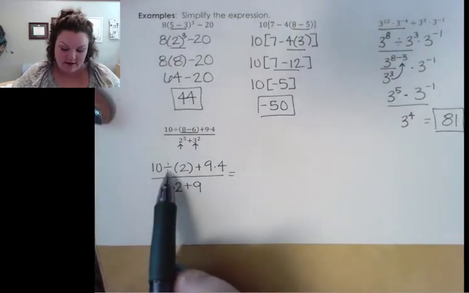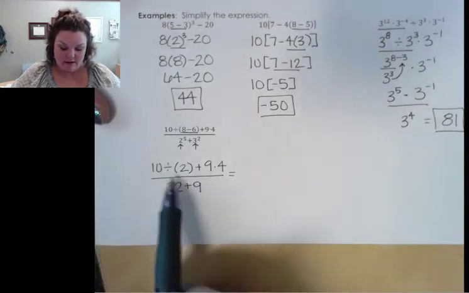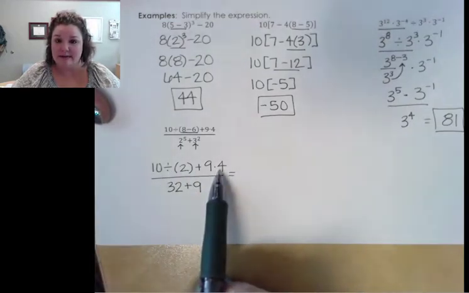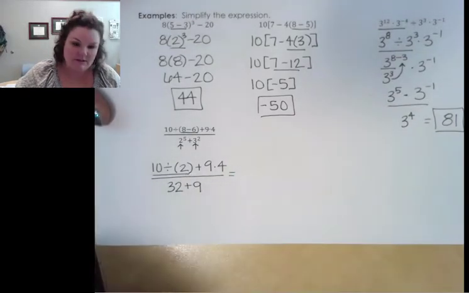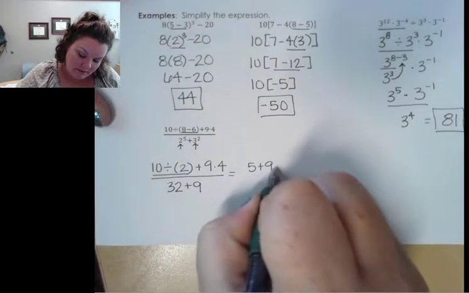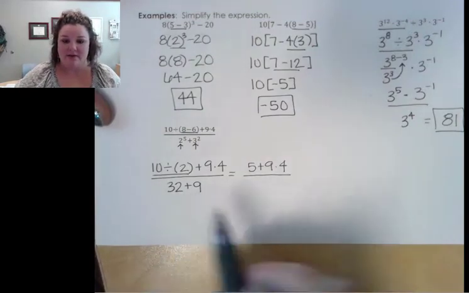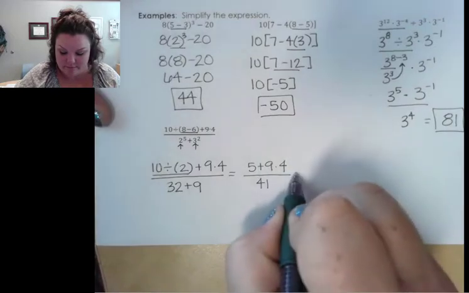Here on top, I have a division, I have an addition, and I have a multiplication. Okay, division and multiplication are what comes next, and since they're on the same level, I do it in order from left to right. So I'm going to do this one first. Okay, so 10 divided by 2 gives me 5, plus 9 times 4. On bottom, I can go ahead and just add 32 and 9, which gives me 41.